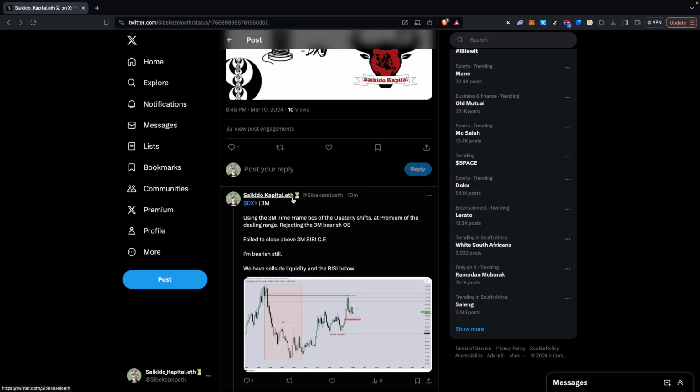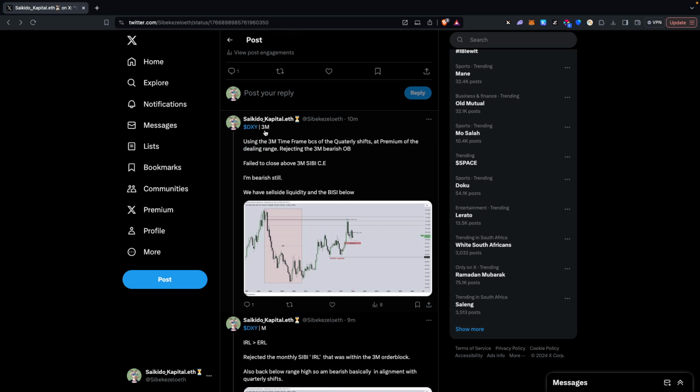Okay. So I just checked the 3 month time frame, right? So using the 3 month time frame, I'm using the 3 month time frame because of the quarterly shift at premium of the dealing range, rejecting off of the 3 month bearish order block, failed to close above the 3 month CBCE. So I'm bearish still.